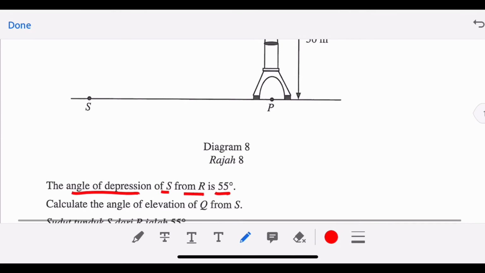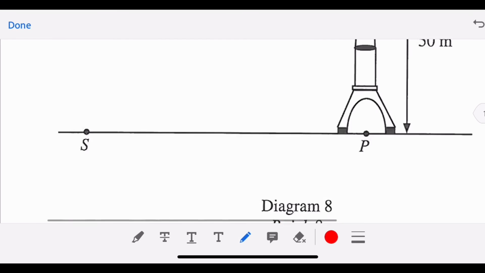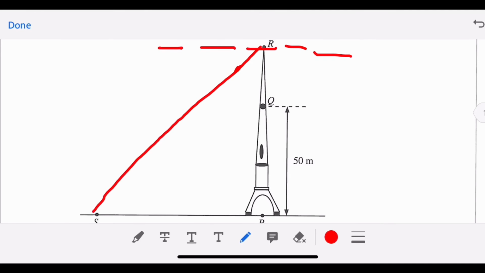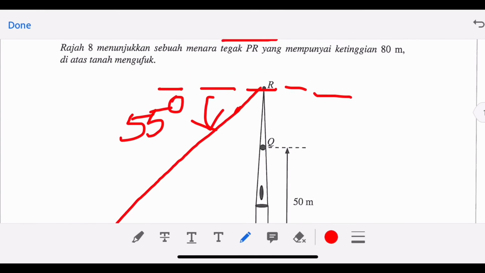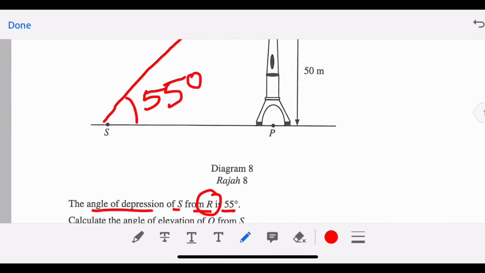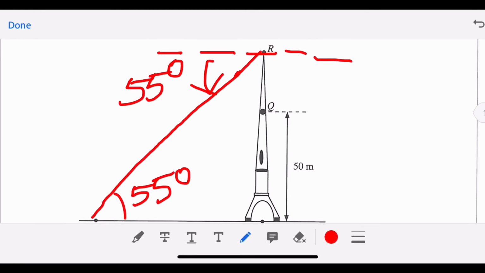Alright, so you have point P and you have point S. The angle of depression of S from R: we go to R and draw the line of sight. Okay, so this is a line of sight. We are measuring down the angle, which is 55 degrees. So we can use the concept of the two parallel lines, and we can find the 55 degrees also because of the two parallel lines.